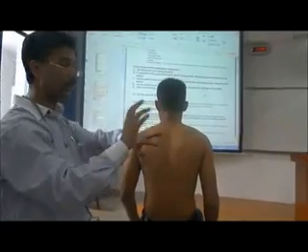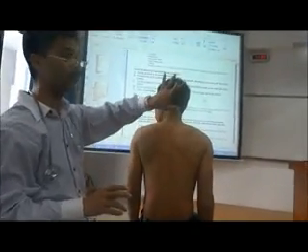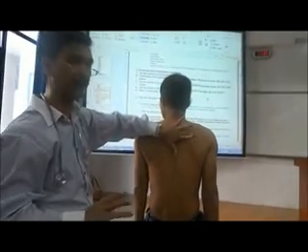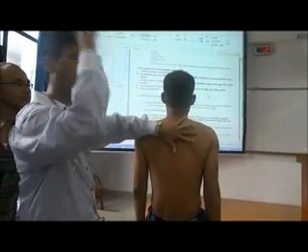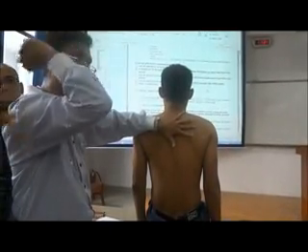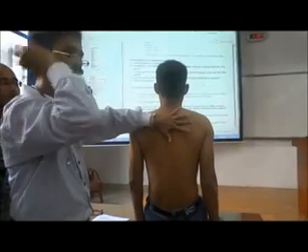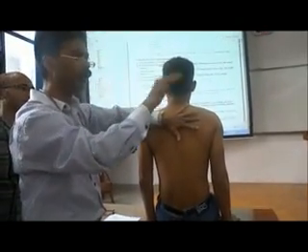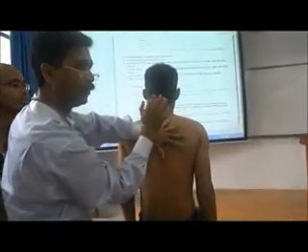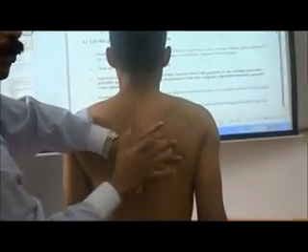So you need to remember the way of percussion. You place your middle finger here, and then you need to move your hand, not this way, not this way. Your elbow joint should not be moved. Only the wrist will move.